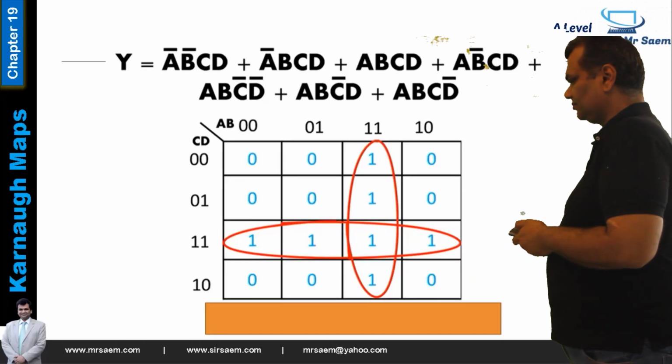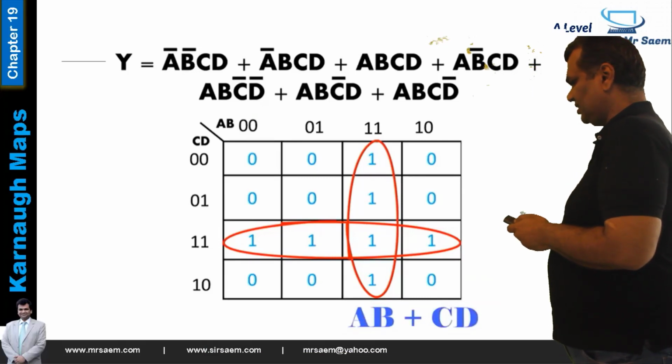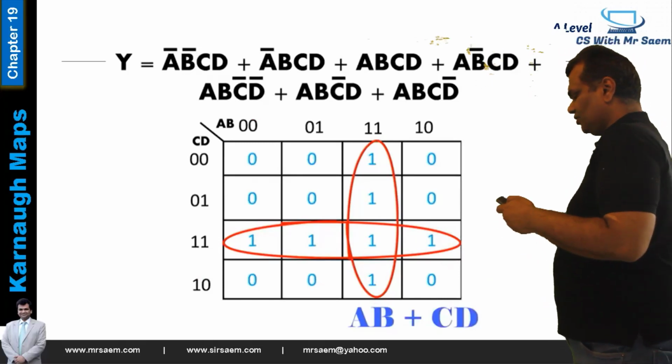Here we go. This is the output that we'll have. We'll have AB and CD. As you can see, AB is 1, 1 and CD is 1, 1. In that case, it will be AB plus CD. So this is what we have as far as your Karnaugh map is concerned.